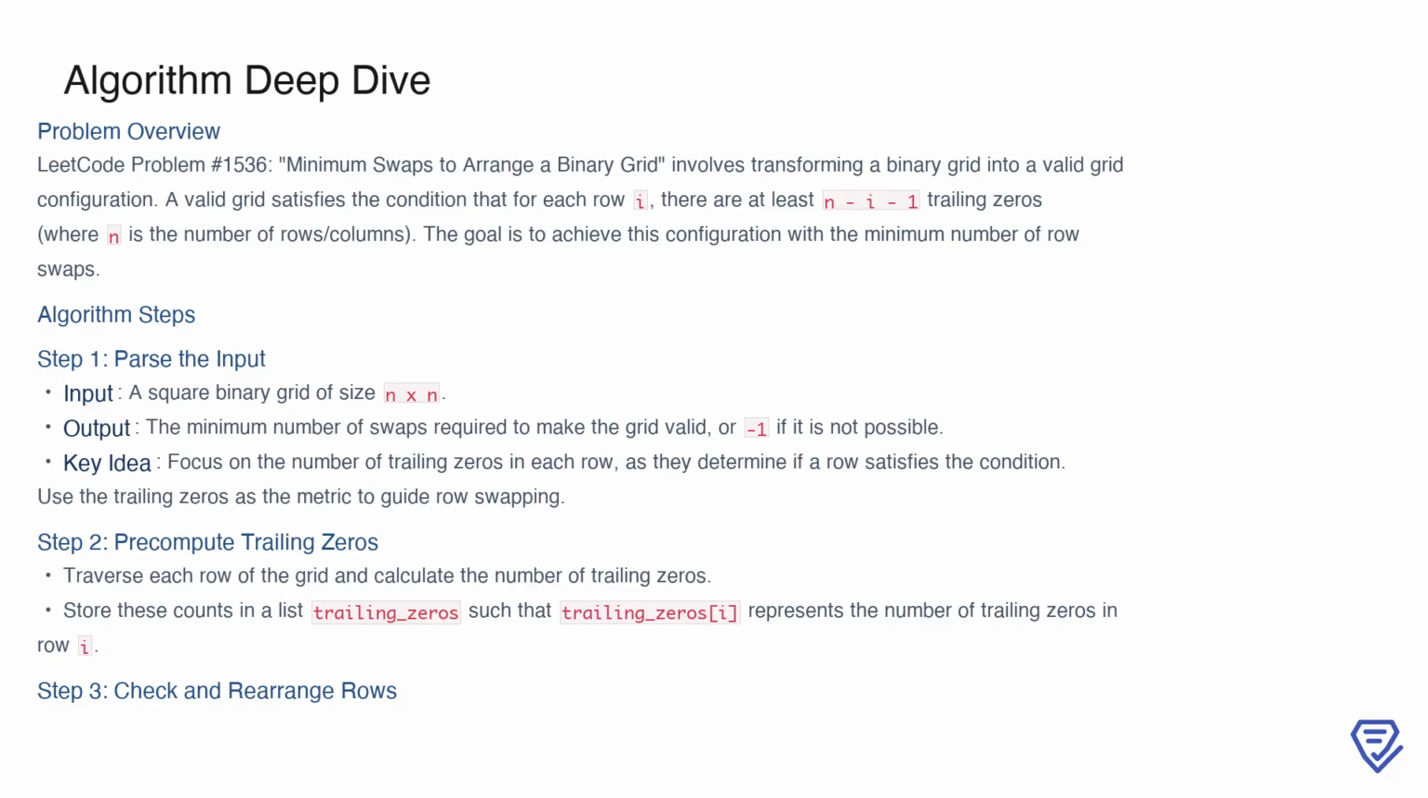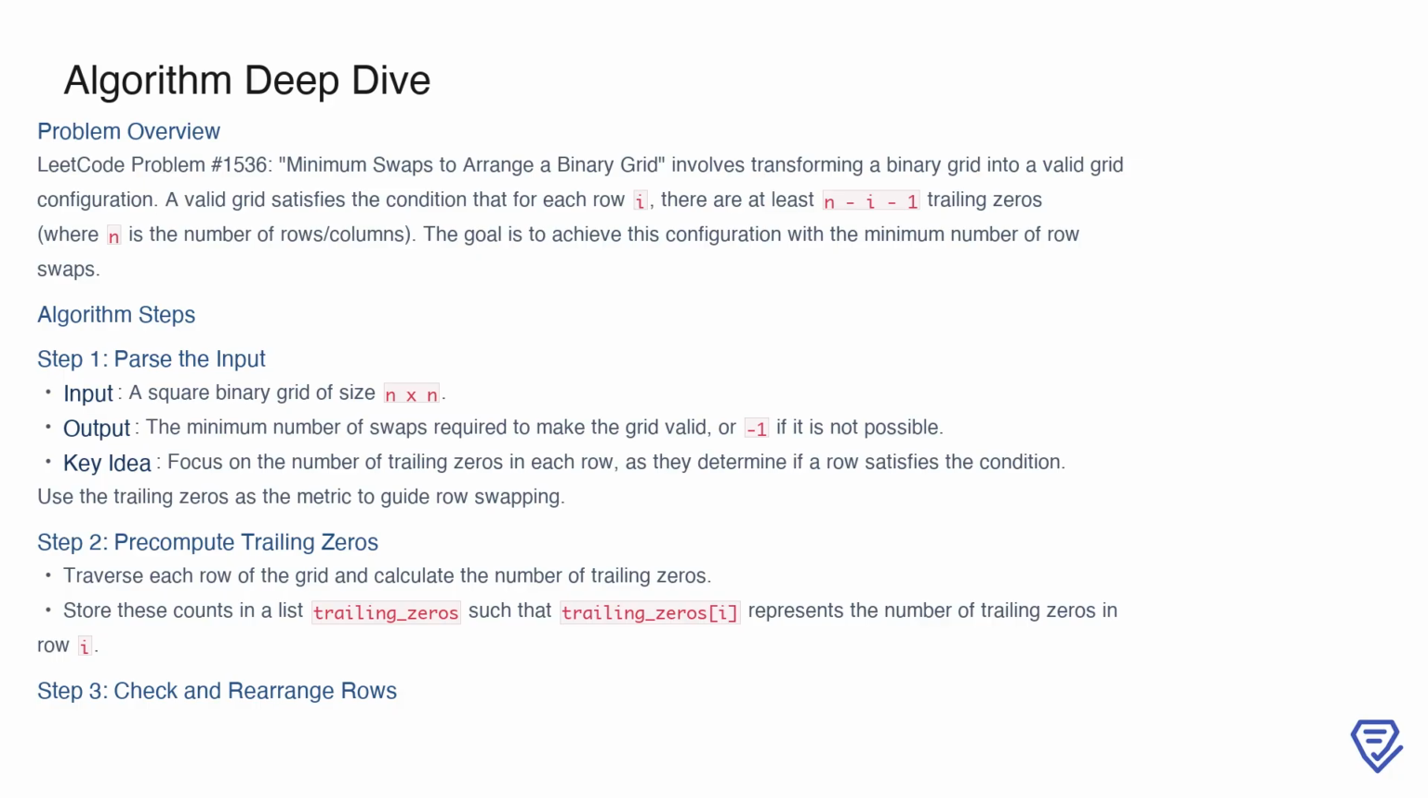First, we parse the input, which is a square binary grid of size n by n. Our goal is to determine the minimum number of swaps required to achieve a valid grid configuration. If it's impossible to make the grid valid, we return -1. The key insight here is that the number of trailing zeros in each row determines if the row satisfies the condition. By focusing on trailing zeros, we can simplify the problem and guide our row swaps more effectively.